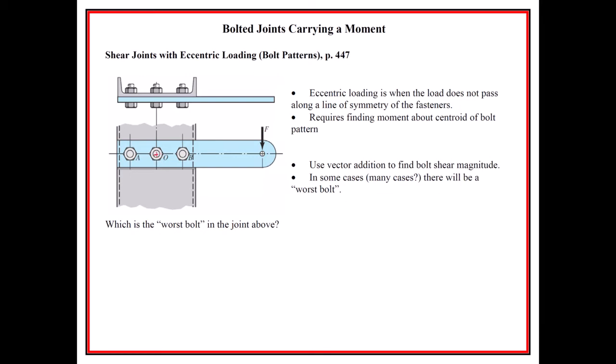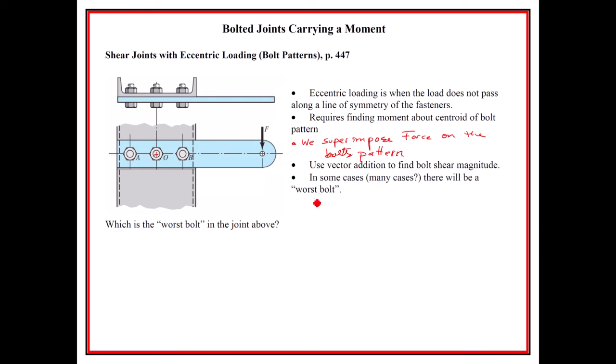And now we're going to superimpose forces on the bolts, on top of the bolt pattern. So instead of doing a free body diagram where we would find the reactions, we're going to use the equivalent forces that are placed onto this bolt pattern. And we use vector addition to find what that shear magnitude is, the force magnitude on the bolts. In some cases, there's going to be a worst bolt, or maybe 2 of the worst bolts.